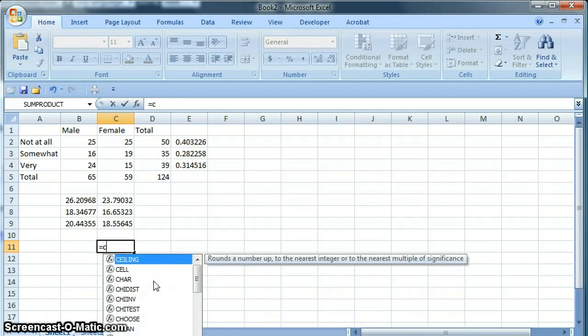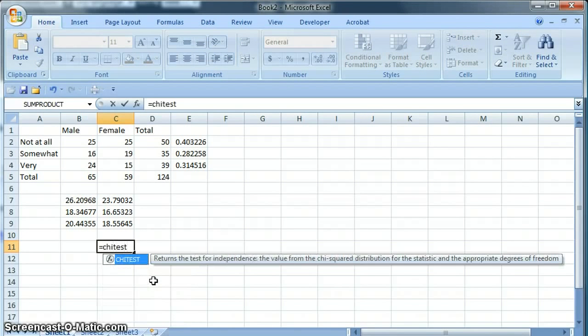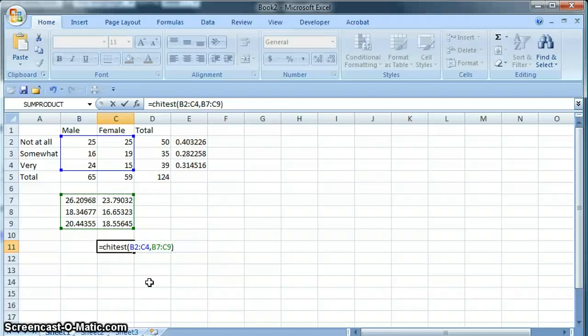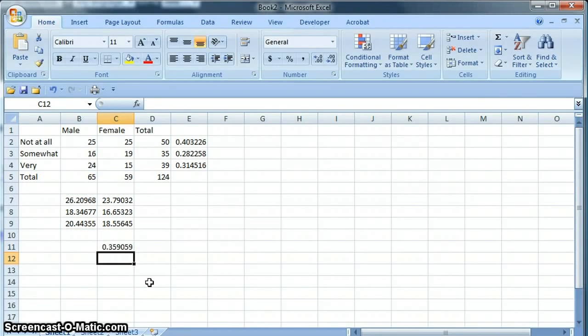It is equals CHISQ.TEST, open parentheses. It's asking for the actual range of data. That is this data here, comma. It's then asking for the expected range of data. That is this down here that we calculated. Close parentheses, and then it will give us a number. This is about 0.36. This is a number that we have to compare to 0.05, which is our benchmark when we do a chi-square test.